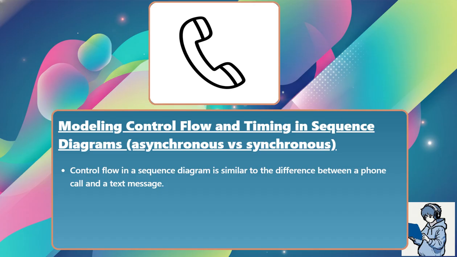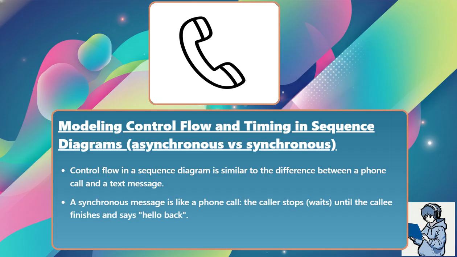Control flow in a sequence diagram is similar to the difference between a phone call and a text message. A synchronous message is like a phone call. The caller stops, waits until the callee finishes and says hello back. In the diagram, this is drawn with a solid arrow and a return arrow.